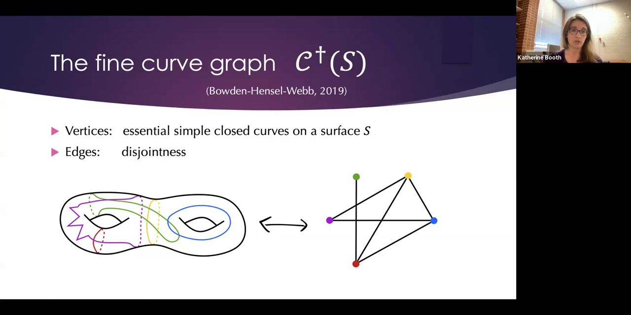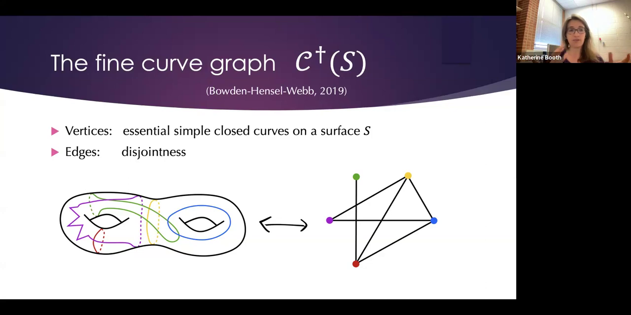Essential means they're not going to shrink down to a point. Simple means they're not going to self-intersect. And closed means that they're actually going to be loops and not just arcs. So that's going to be the vertices of my graph. And then I'm going to have edges between those vertices when the two curves on my surface are disjoint.